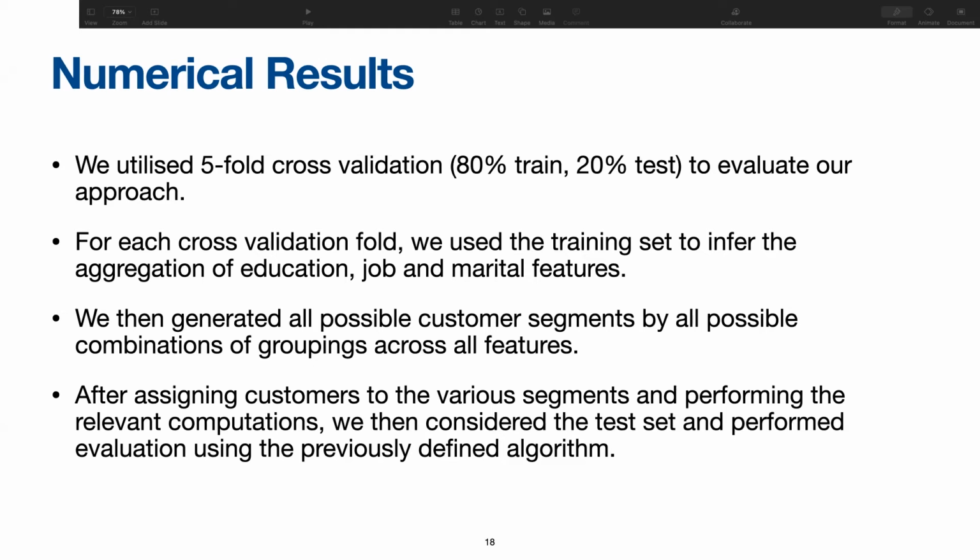So afterwards, when we determined the aggregation of those features, we then generated all possible customer segments by all possible combinations of groupings across all features. And after assigning the customers to the various segments and performing relevant computations, we then considered the test set and performed the evaluation previously described in the algorithm a few slides before.